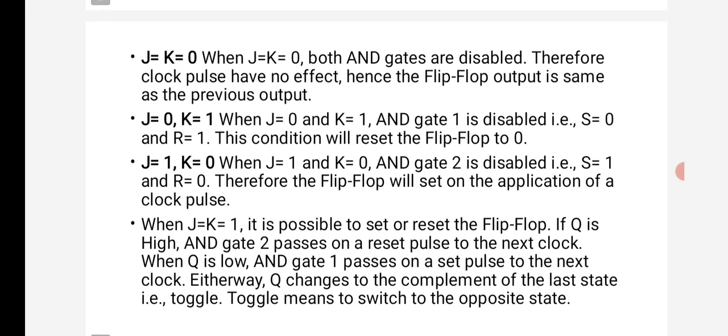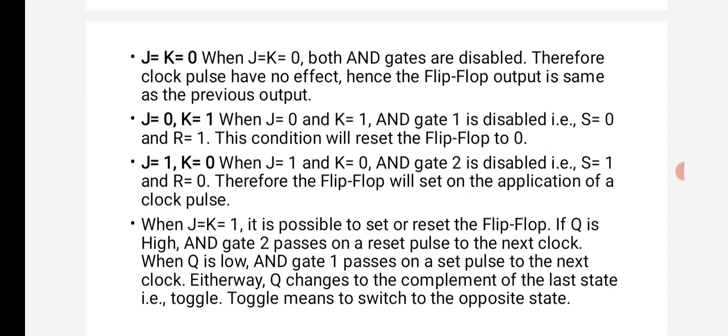Here J is equal to K is equal to 0. When J is equal to K is equal to 0, both AND gates are disabled. Therefore the clock pulse has no effect. Hence the flip-flop output is the same as the previous output.